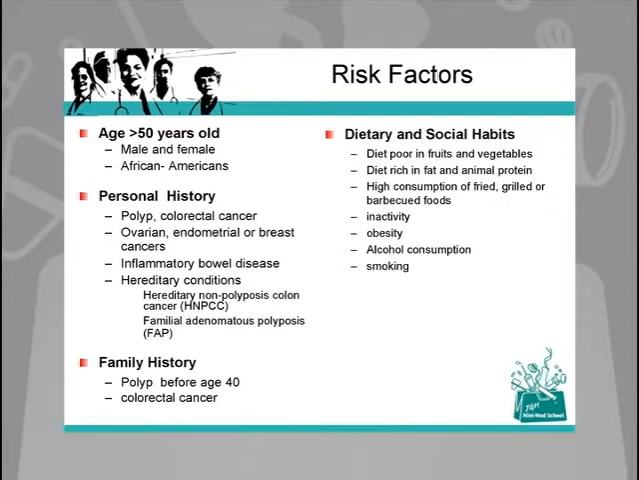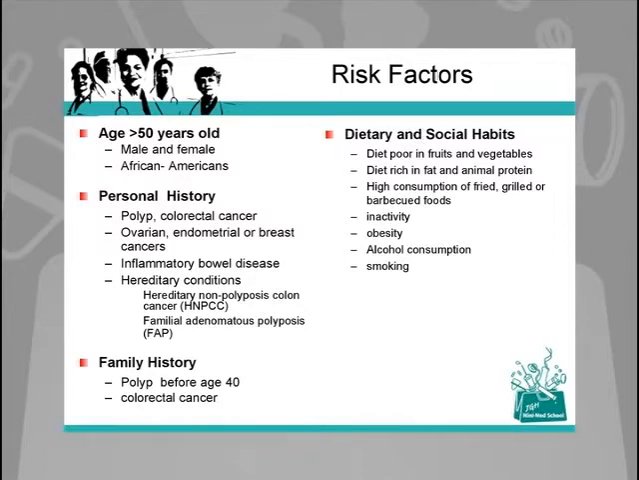If you have a personal history of polyps or colorectal cancer, or a personal history of other cancers such as ovarian, endometrial, or breast cancers, as well as a personal history of inflammatory bowel disease, or other hereditary conditions such as HNPCC or FAP, you are at higher risk. If you have a family history of polyps or colorectal cancer, especially if that relative had the cancer or the polyp before the age of 40, you're at significantly higher risk.